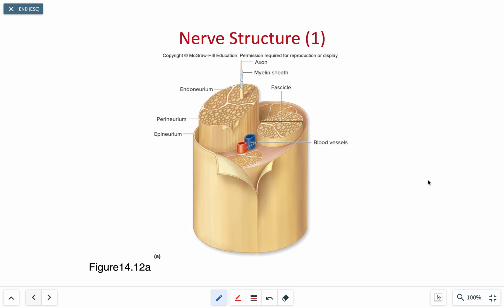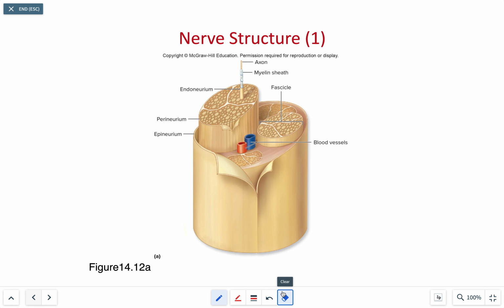Today's lecture is going to be on the second aspect of chapter 14, the nerve structure. When we're looking at a nerve and the general connective tissues, we're going to be looking particularly at how a nerve is a cable-like bundle where we see multiple axons running in parallel with each other. Just like the muscle tissue, the nerve tissue has three successive connective tissues: the epineurium, the perineurium, and then the endoneurium.